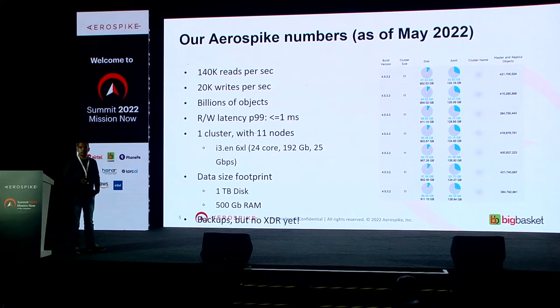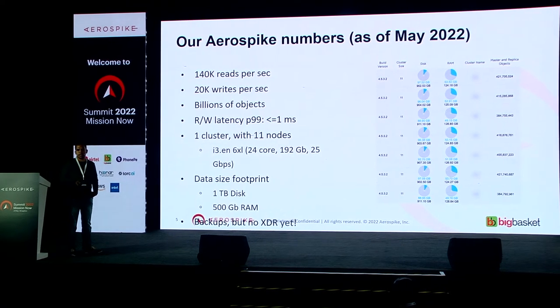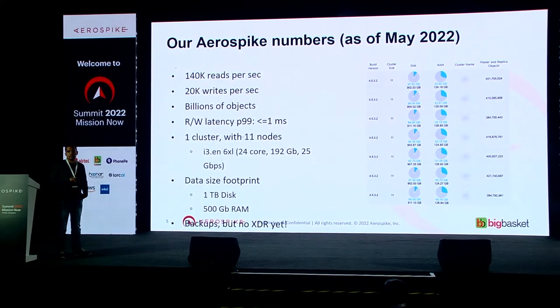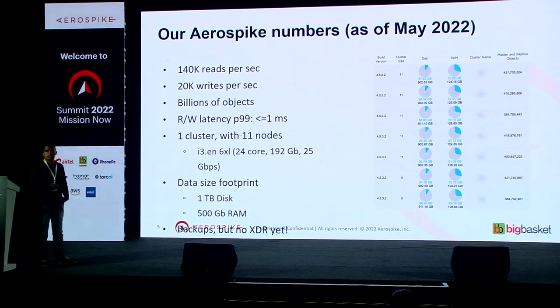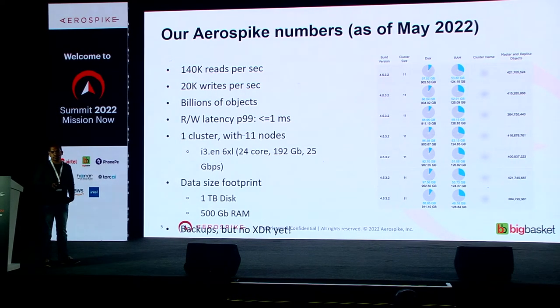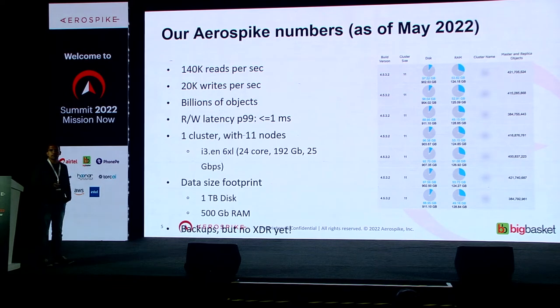We have put a lot of content into Aerospike. We have billions and billions of objects on Aerospike, and we do roughly 140k reads per second and maybe 20,000 writes per second, across both the in-memory and the persistent namespaces. And the footprint is pretty much around 1 terabyte of disk and maybe 500 GBs of RAM.